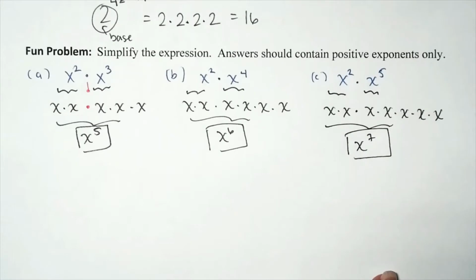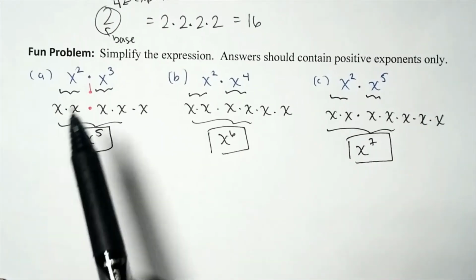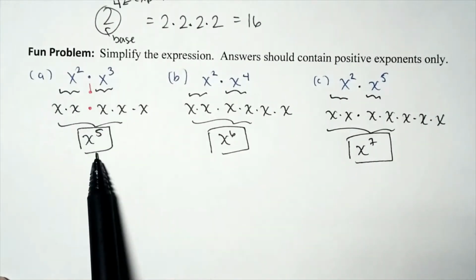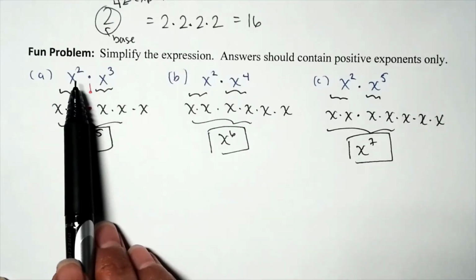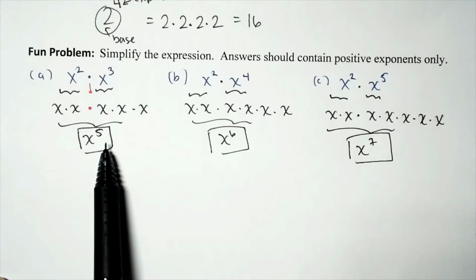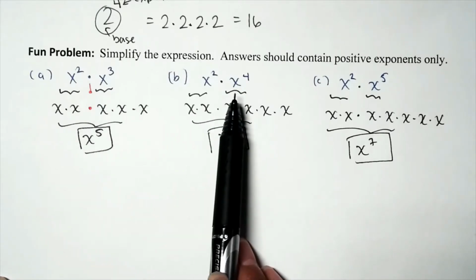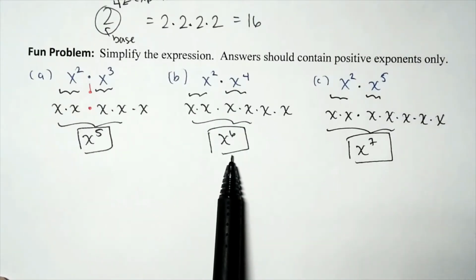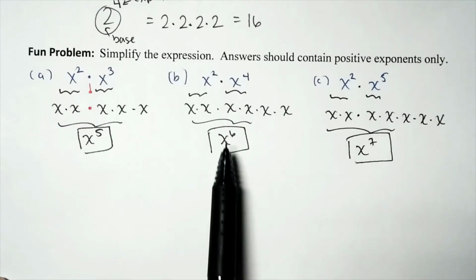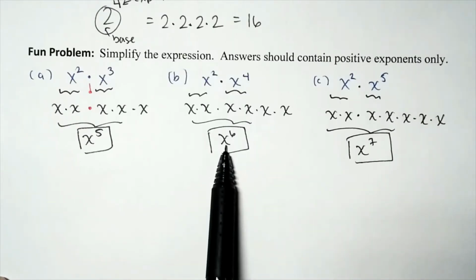Okay, but let's look at our problems and solutions. X squared times x cubed gives us x to the 5th. Okay, let's look at the exponent. 2 plus 3, 5. X squared times x to the 4th gives us x to the 6th. Can we add the exponents? Yeah. 2 plus 4, 6.